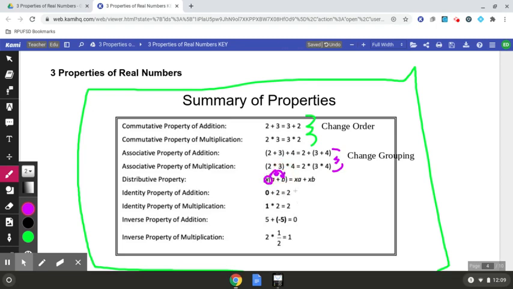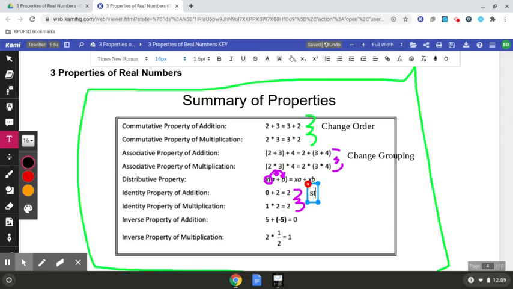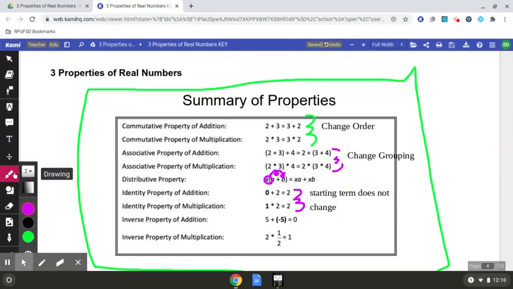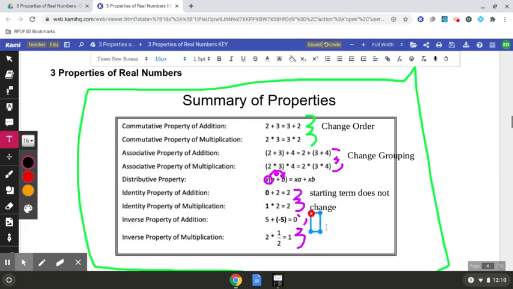My identity properties say that my element, my starting term, does not change. That's what my identity properties say. My inverse properties talk about adding or multiplying the opposite.